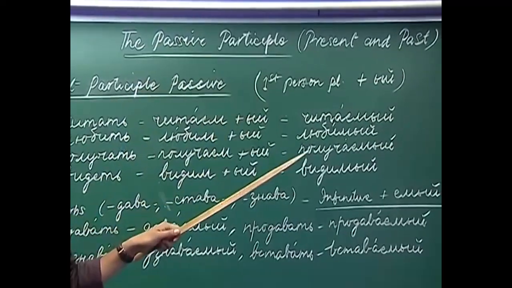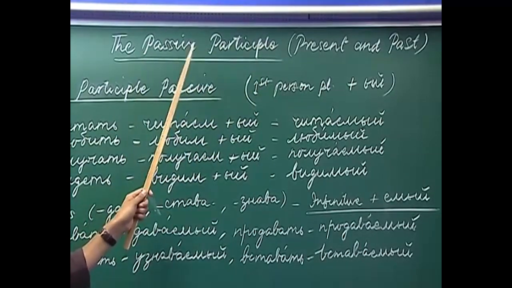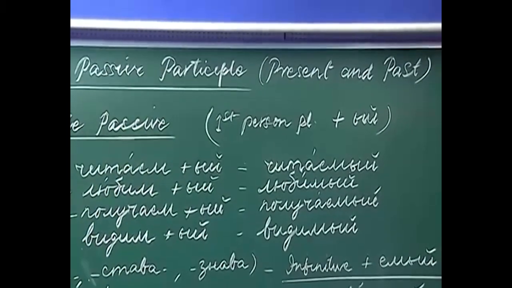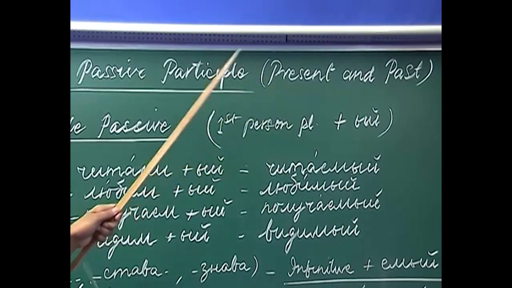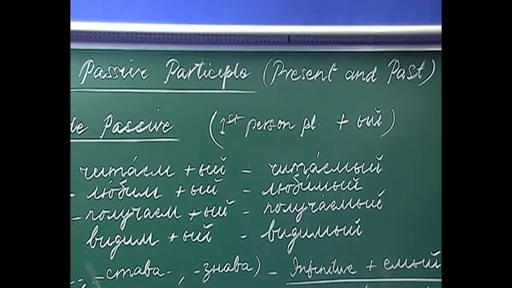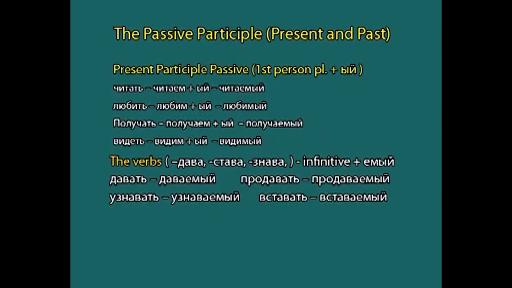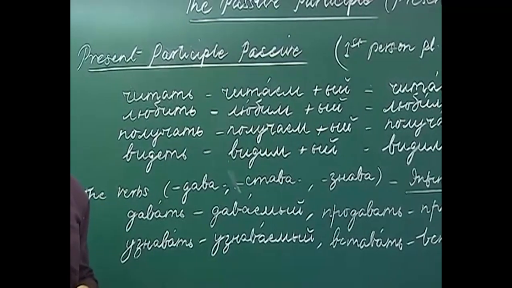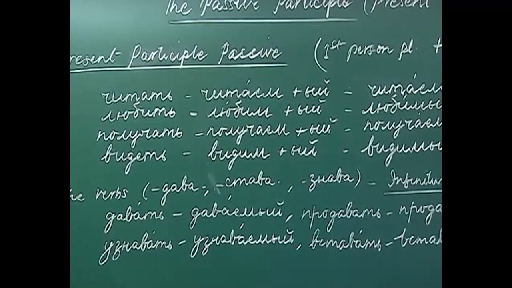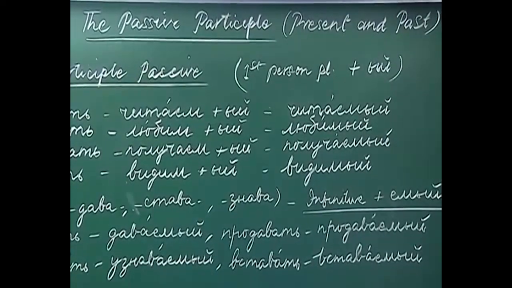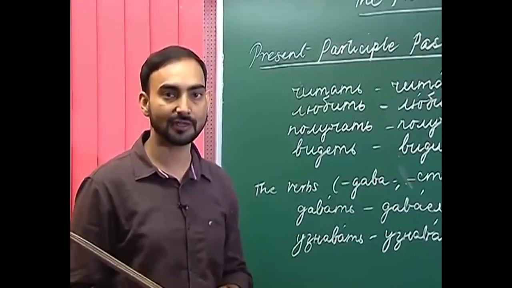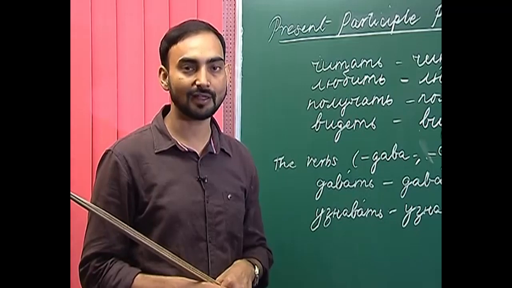They are further classified into present participle passive and past participle passive. Present participle passive denotes an action in the present tense, and past participle passive denotes an action in the past tense. So, let us first discuss the present participle passive. How do we form the present participle passive from the verbs? And one more important thing to mention is that passive participles are only derived from transitive verbs. Transitive verbs you already know. Transitive verbs are verbs which require a direct object.